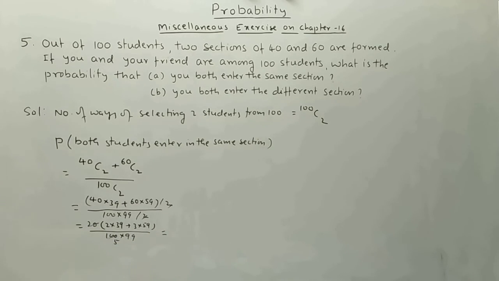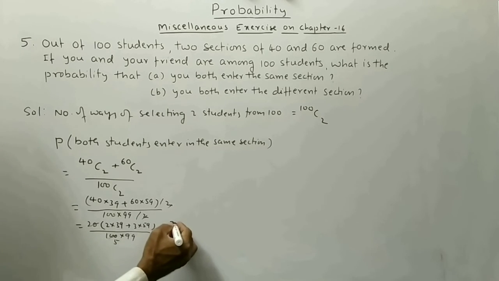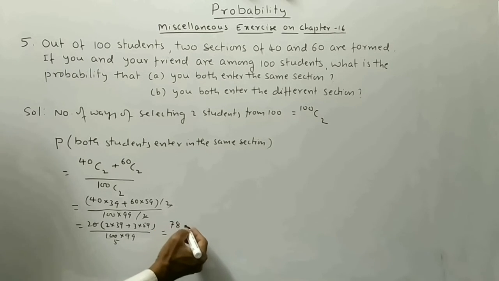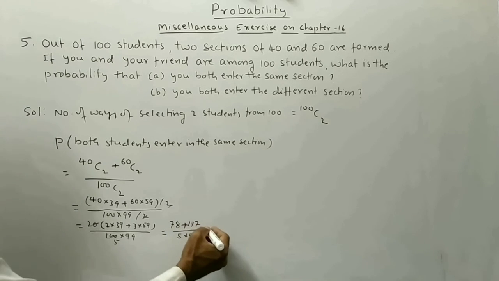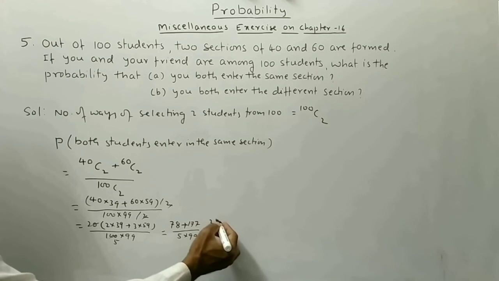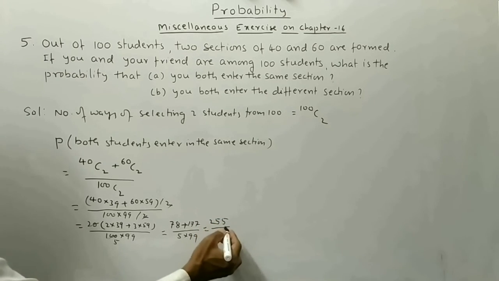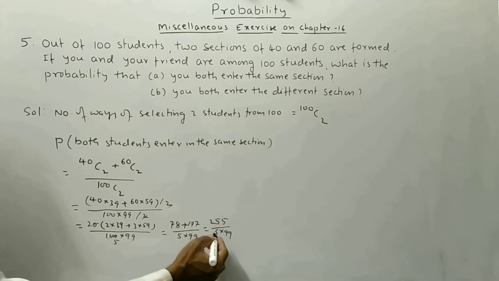Is equal to 78 plus 177 divided by 5 into 99, is equal to 255 divided by 5 into 99.